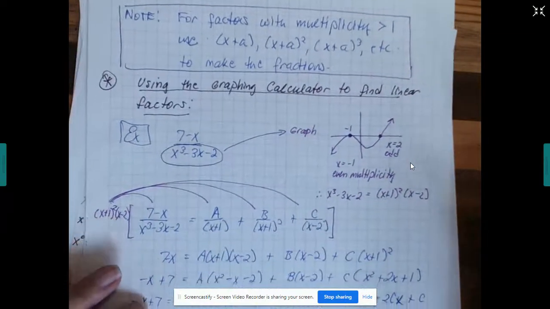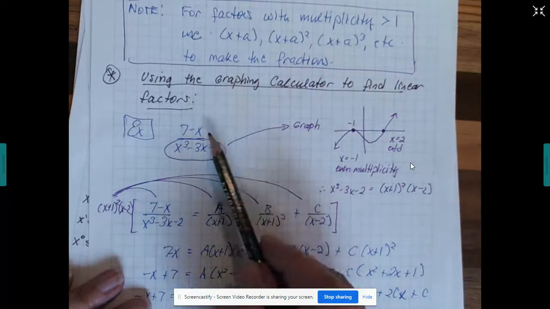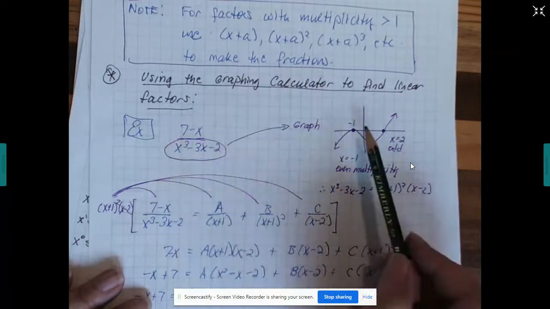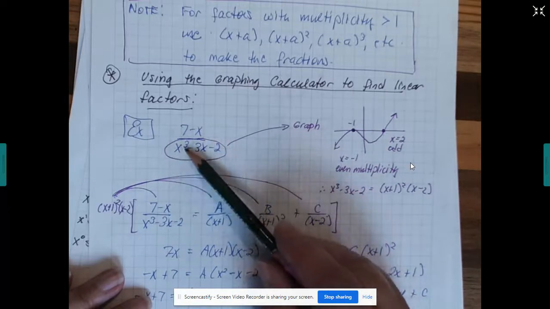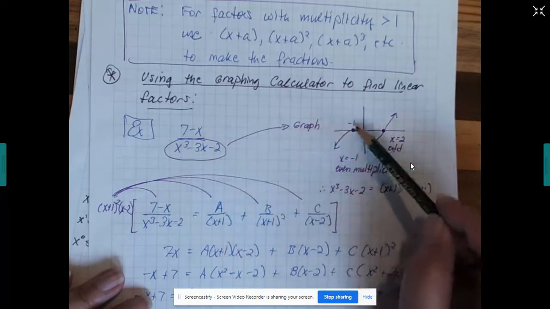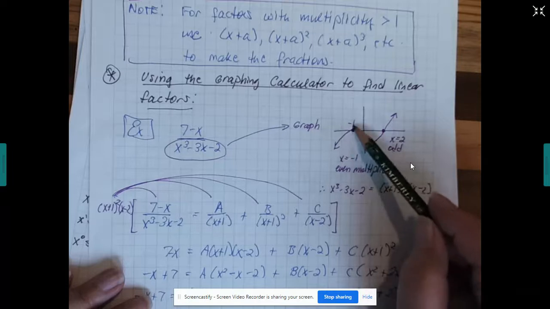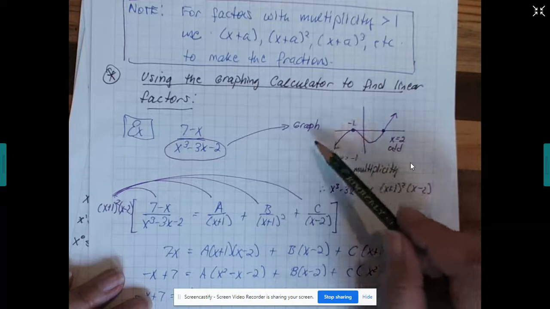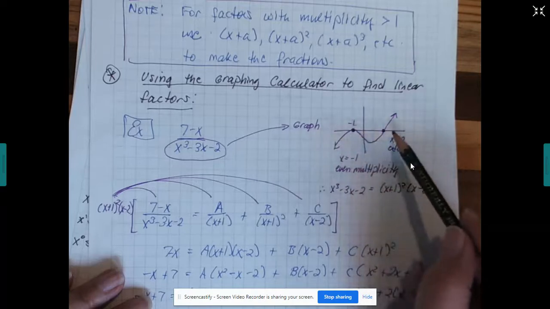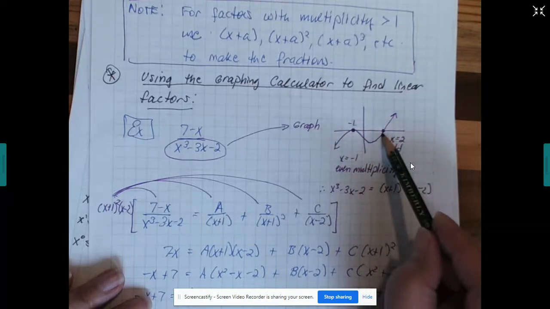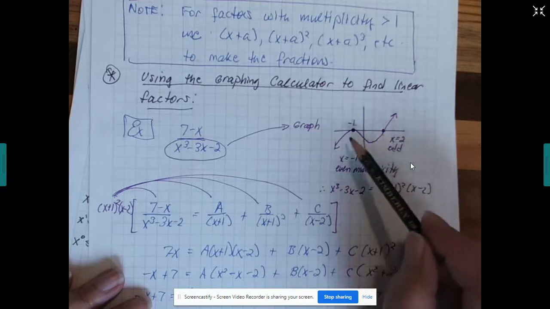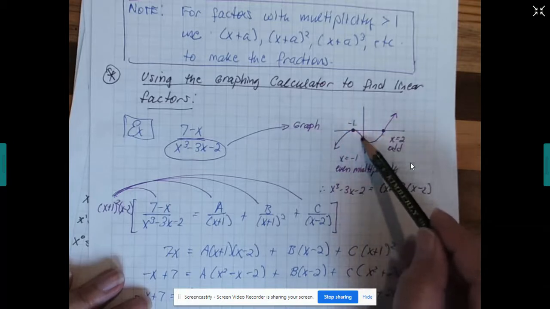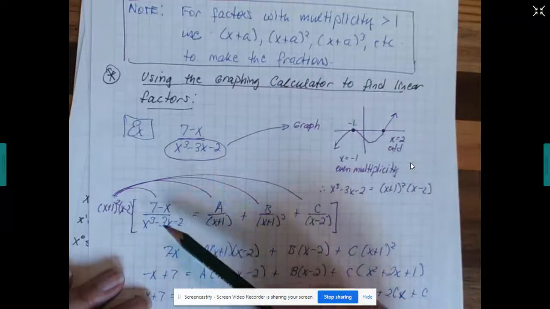Here's an example of if we give you the graph of this, so it's kind of factored out for you, right? This is an x to the third equation. Here you have a bounce, so this is x plus 1 squared, minimal, right? And this is x minus 2 to the 1 power because it's passing, right? Odd, even with the bounce.